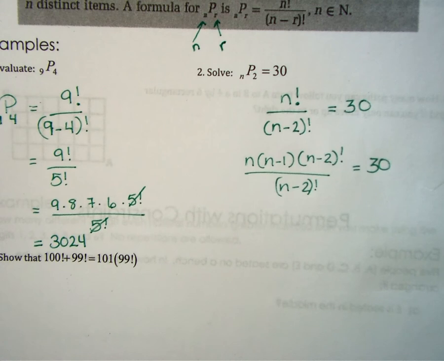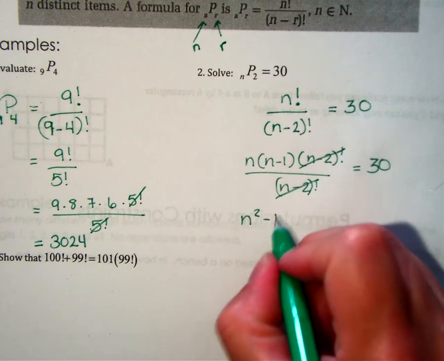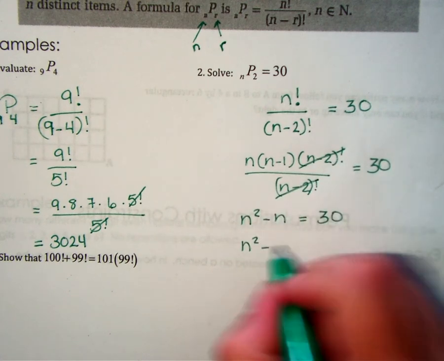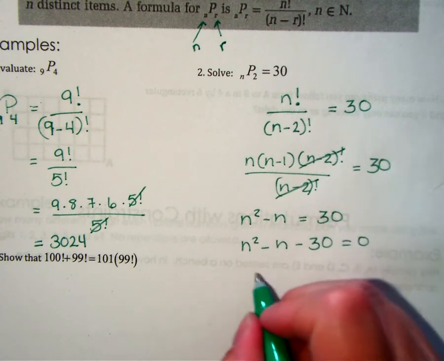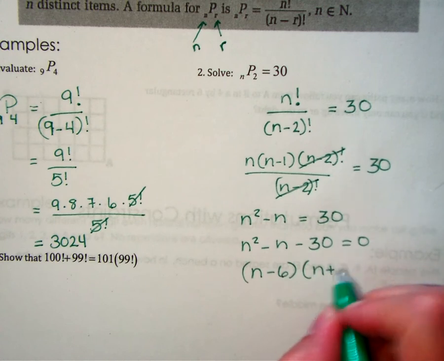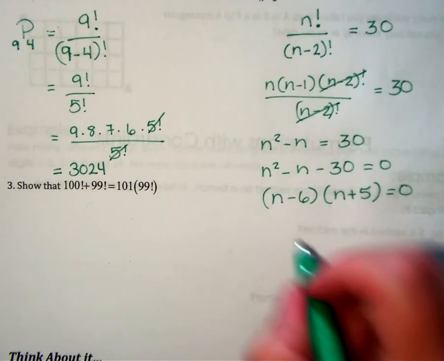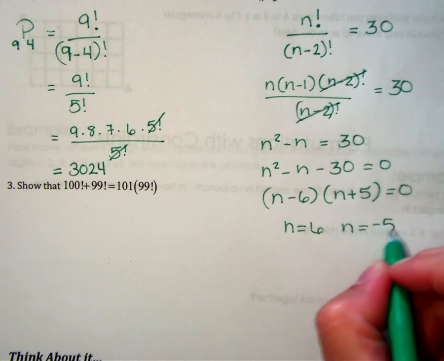So this would be a really good question on a non-calculator portion. Right? So we have n squared minus n equals 30. So n squared minus n minus 30 equals 0. (n minus 6)(n plus 5) equals 0. So n equals 6 and n equals negative 5.